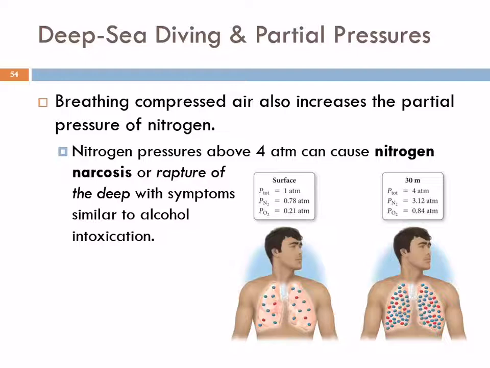At the surface, where the total pressure of air is 1 atmosphere, we get a nitrogen pressure of 0.78 and an oxygen pressure of 0.21. 30 meters below, the pressure of the gas has to be 4 atmospheres in order for you to be able to breathe. Otherwise, you wouldn't be able to expand your lungs and breathe. And so there you get a pressure of nitrogen of 3.12 atmospheres. This is getting up close to this limit of 4. The oxygen pressure is 0.84, which is still manageable.